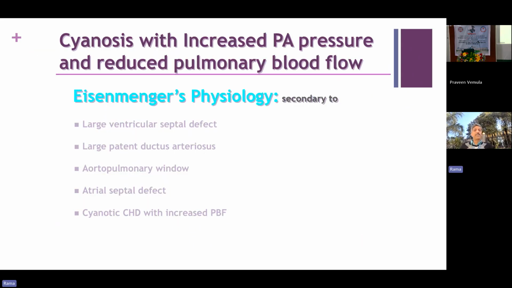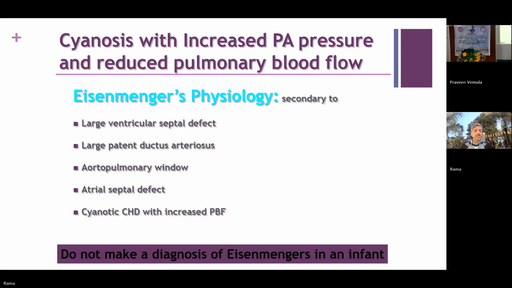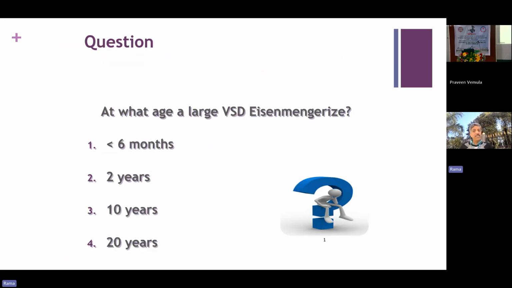Eisenmenger syndrome is generally secondary to large VSD, PDA, and later on ASD. Rarely it can be because of AP window and cyanotic congenital heart disease with increased pulmonary blood flow. At what age does a typical VSD Eisenmengerize? This is a common question that I often ask. Generally, the answer is 2 years. Most VSDs become inoperable by around 2 years of age.